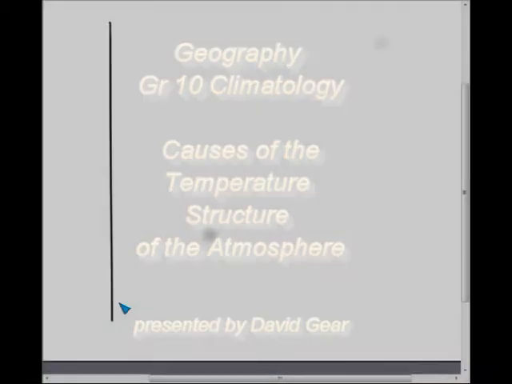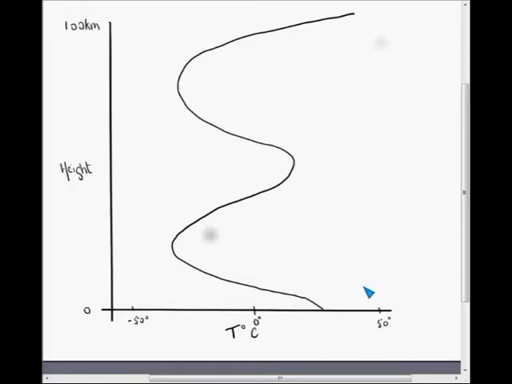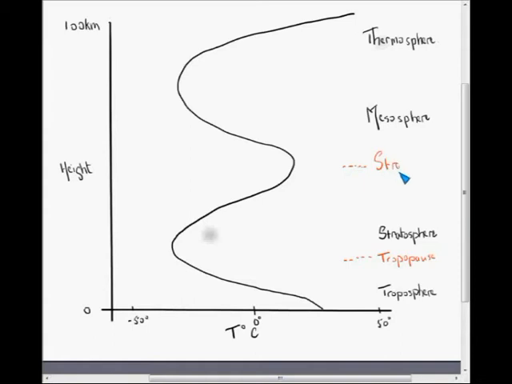Hello again. Today we're going to look at the causes of the temperature structure of the atmosphere. So we draw our graph again from plus 50 to minus 50 degrees Celsius and from 0 to 100 kilometers in altitude. Then the familiar shape of the temperature structure and the layers. The lowest layer being the troposphere, the middle layers being the stratosphere and the mesosphere, and the top layer being the thermosphere. And the boundaries between them, the tropopause, the stratopause, and the mesopause.